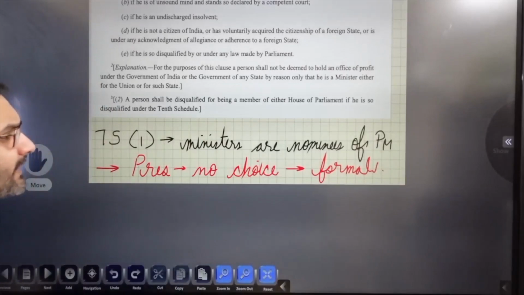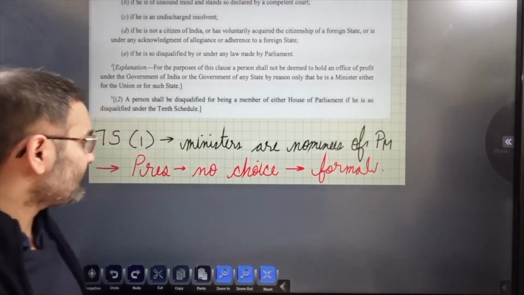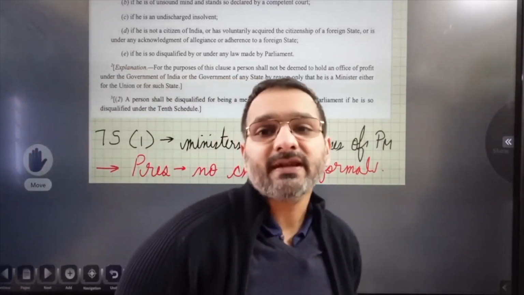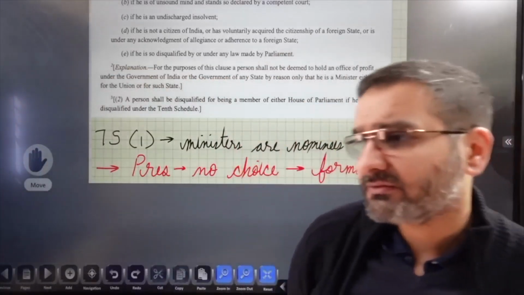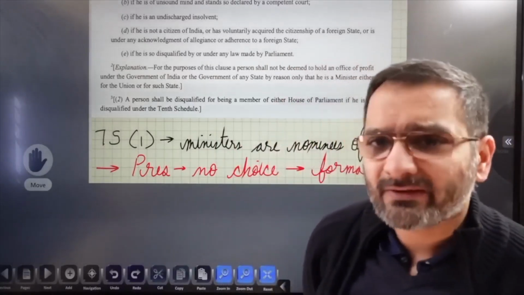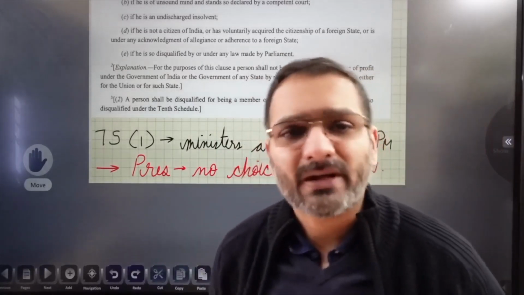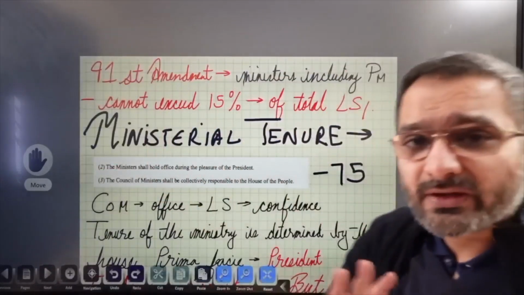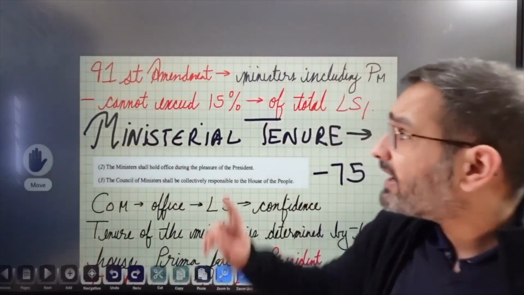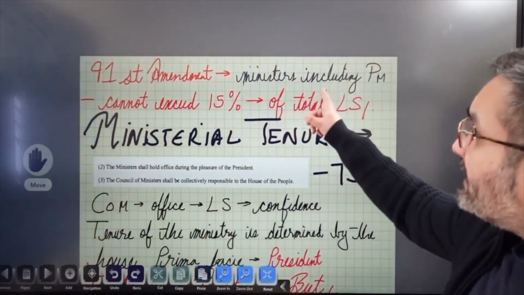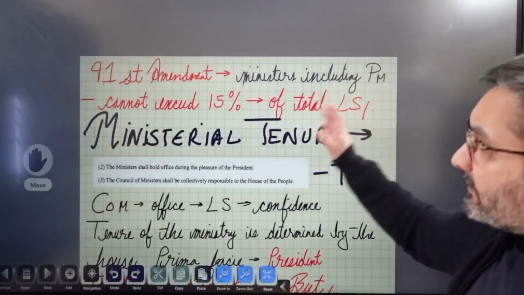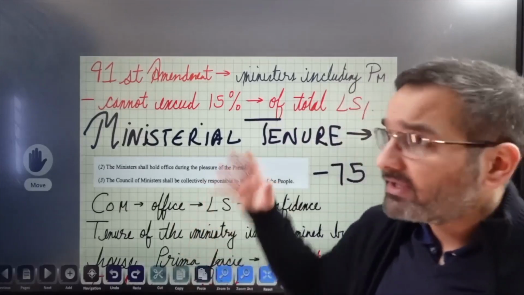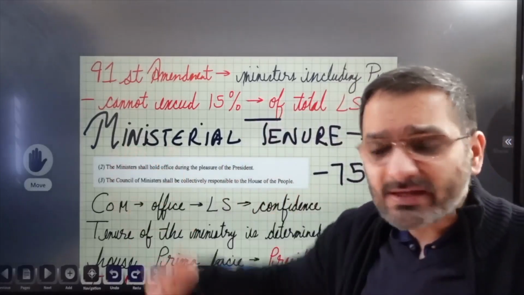So 75 clause 1, ministers are nominees of the Prime Minister. The President has no choice. If Modi ji says Smriti Irani will be my textile minister, or Amit Shah will be my home minister, the President can't say no. The President cannot say, bring Advani ji as the home minister, I will not appoint him. He has no discretion, absolutely none. And the 91st Amendment placed a bar: ministers including the PM cannot exceed 15% of the total members of the Lok Sabha. This is a limitation on the size of the Council of Ministers.